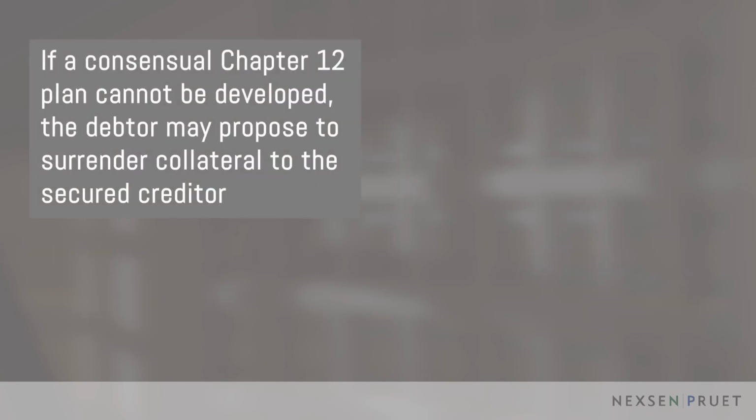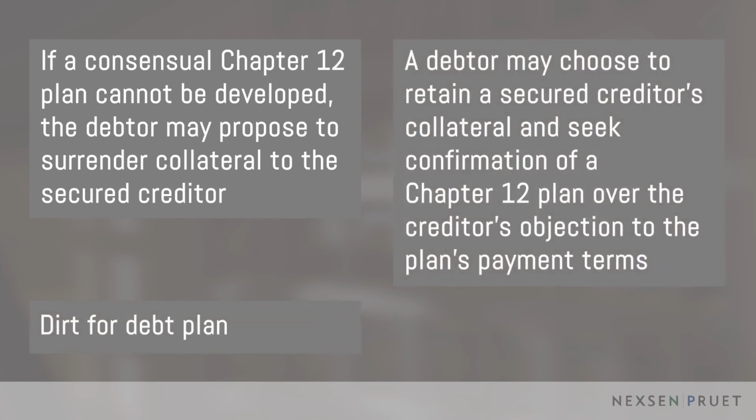If a consensual Chapter 12 plan cannot be developed, the debtor may propose to surrender collateral to the secured creditor. This is sometimes called a dirt for debt plan. Alternatively, a debtor may choose to retain a secured creditor's collateral and seek confirmation of a Chapter 12 plan over the creditor's objection to the plan's payment terms. This is what's known as a cram down.